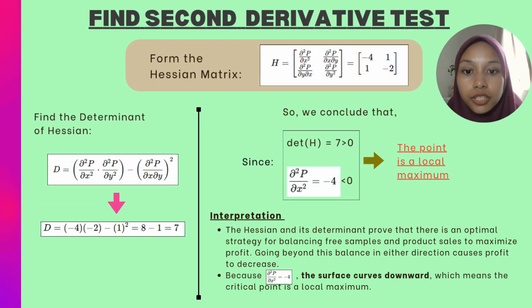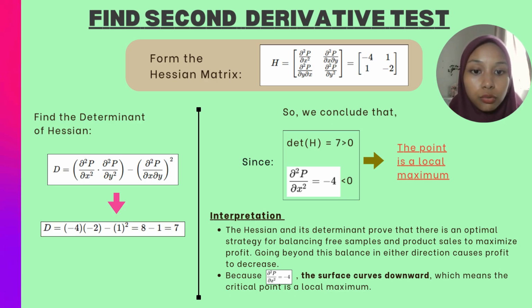Next, we form the Hessian matrix. I have shown the form of the Hessian matrix. We get negative 4, 1, 1, and negative 2. This matrix will help analyze the nature of the critical point. So we find the determinant of the Hessian, and then we get the number 7.